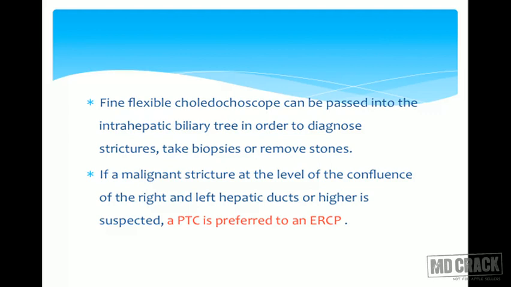So if you are asked a question, which of the following investigations will be helpful in cases of hilar strictures, which is classically called a Klatskin tumor, and you are given the options ERCP, MRCP, PTC, then it is PTC that takes preference over the ERCP, because it is a high stricture. PTC will take preference over the ERCP.